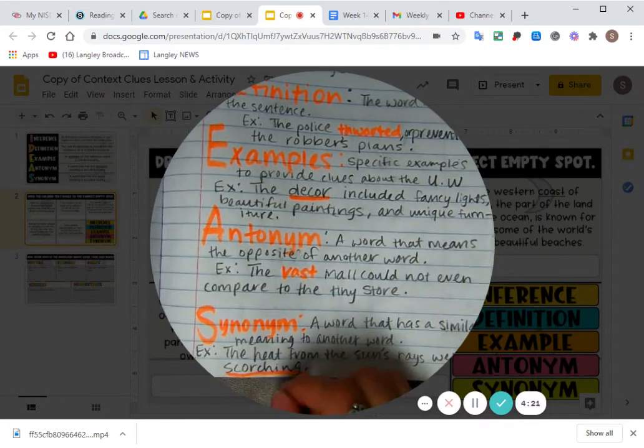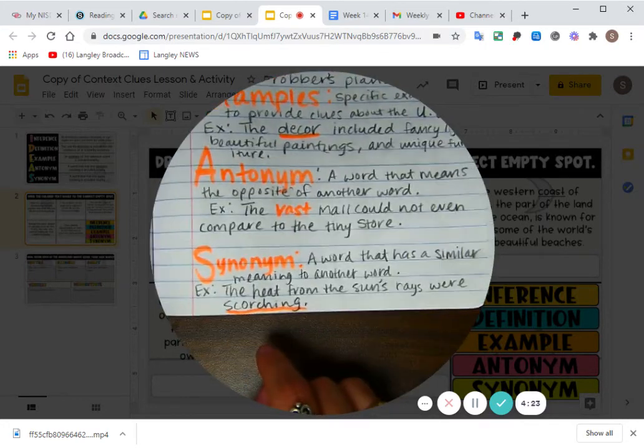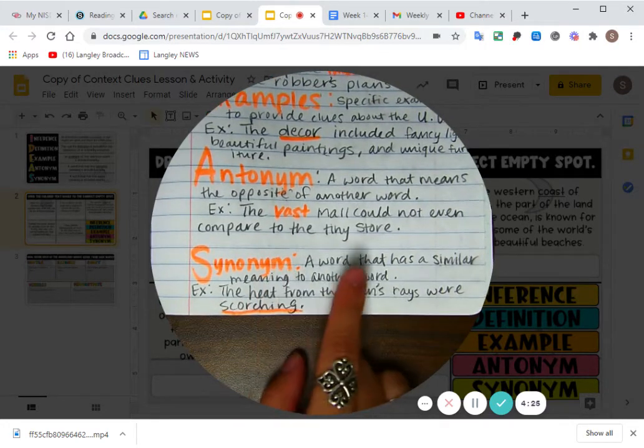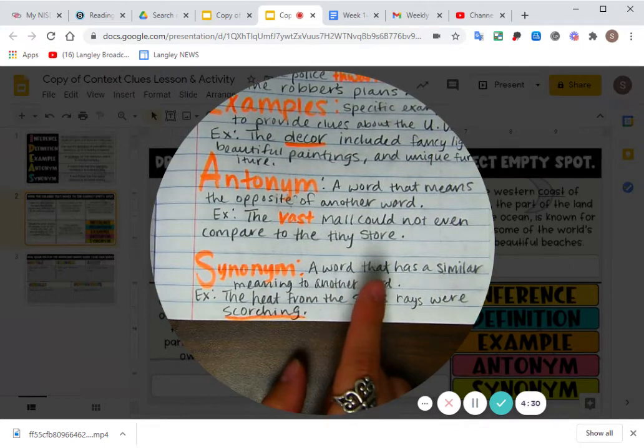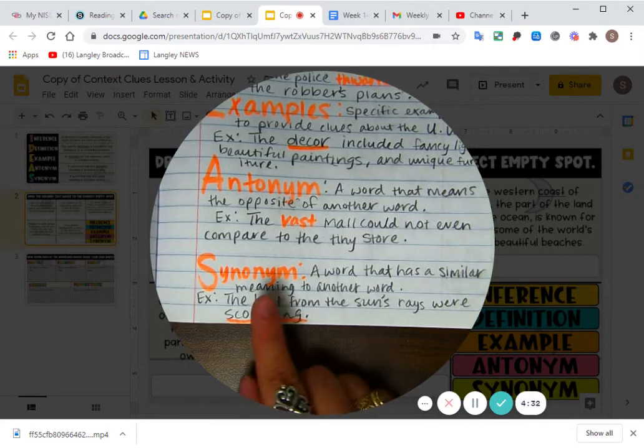All right. Good. So let's move on to synonym. All right. A synonym is a word that has a similar meaning to another word. All right. They're not the same exact word, but they do have similar meanings.